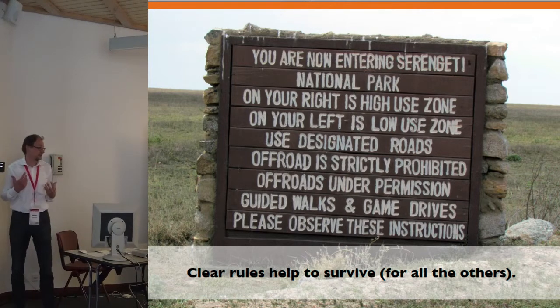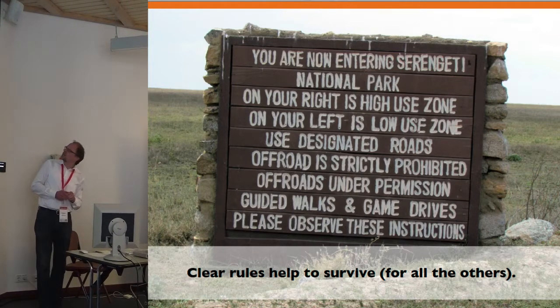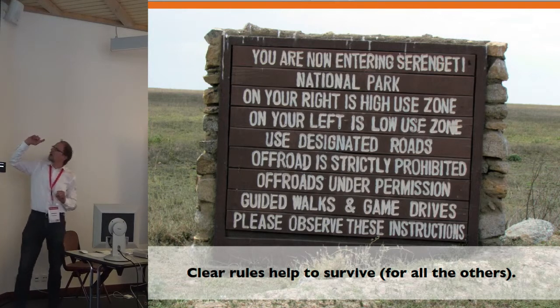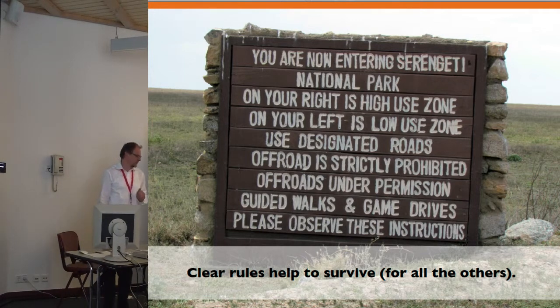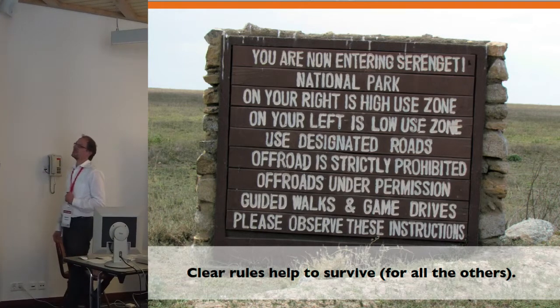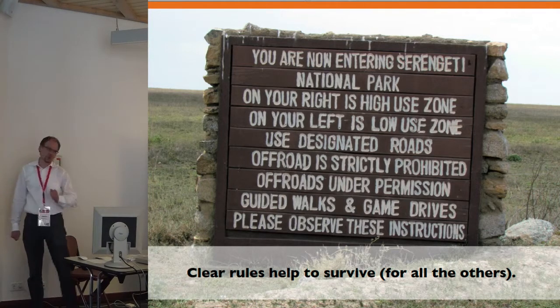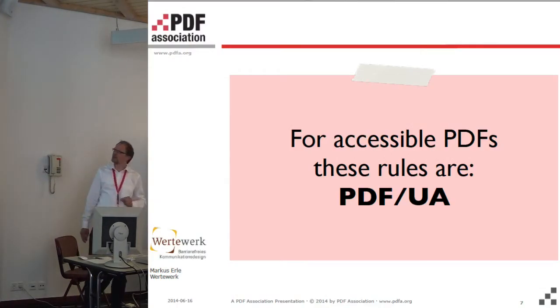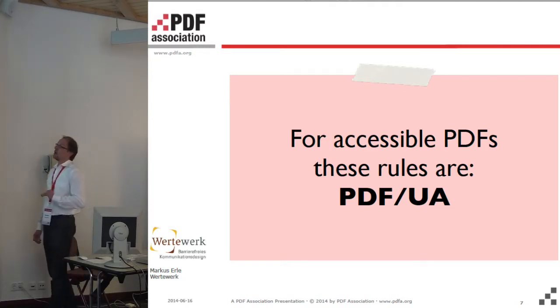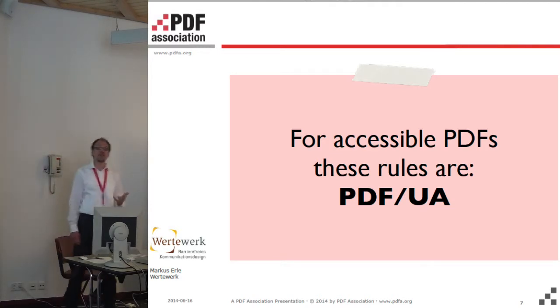for all the others, for us. And I want to mention one special rule here. Off-road is strictly prohibited. So please keep on the road. And this is the best rule for creating accessible PDFs. Off-road is strictly prohibited. So maybe I can explain during the next minutes what is meant by off-road. On the road, this means use PDF UA. These rules for our surviving are PDF UA.